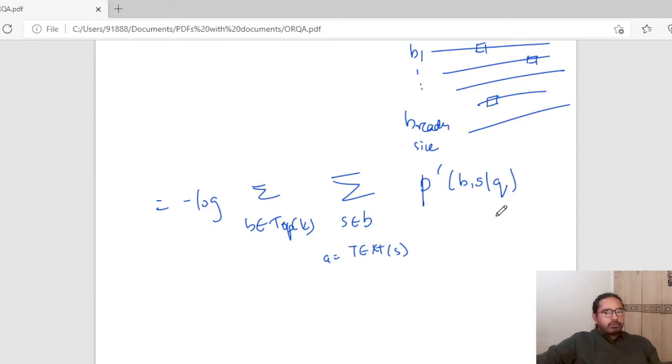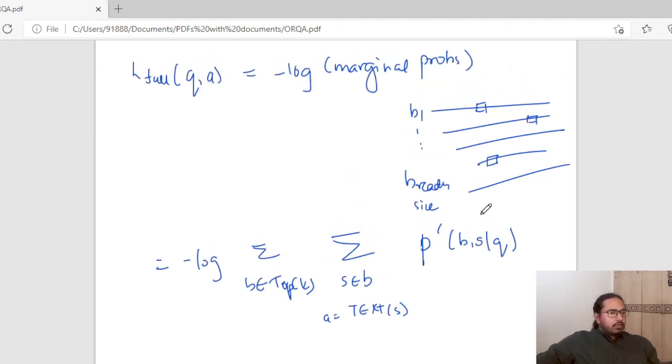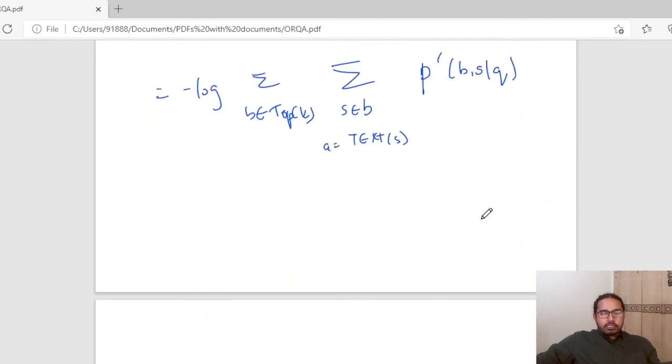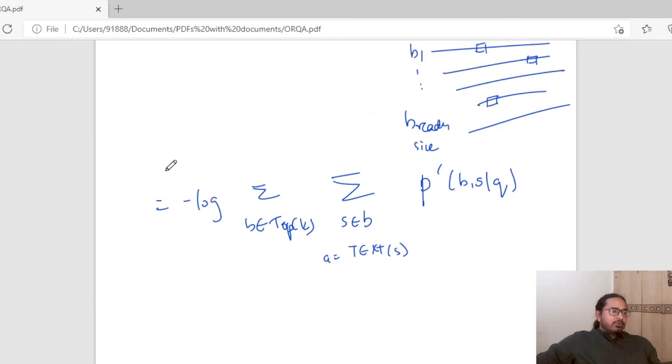I just wanted to point out here that, as we discussed earlier, the same answer text could be present in the same block twice, or it could be present in different blocks. We want to increase the probability of each of these possible spans that are equal to the answer text. And this is the first part of the cost function.